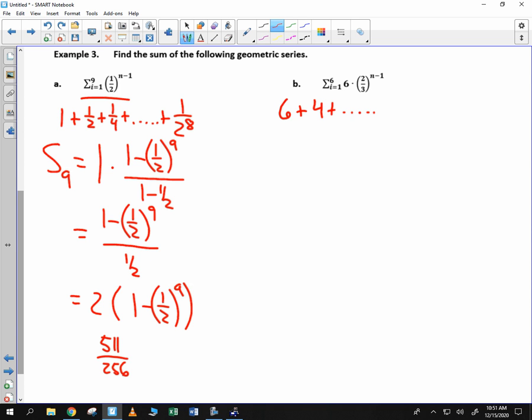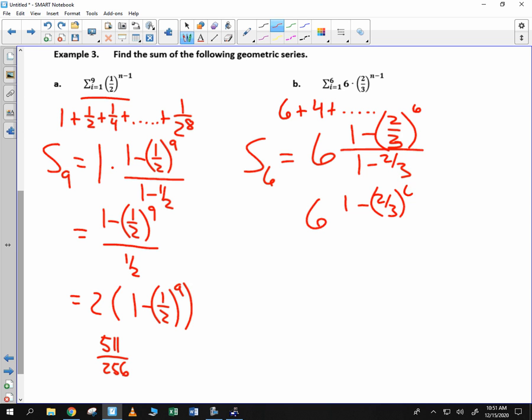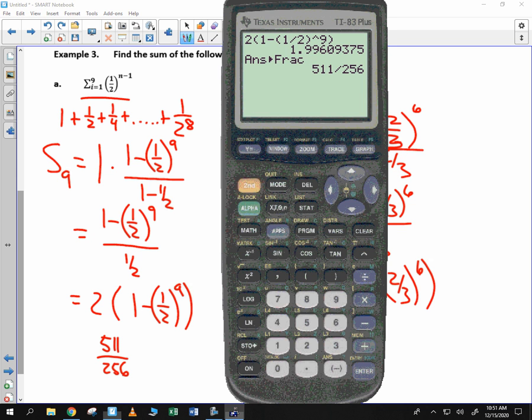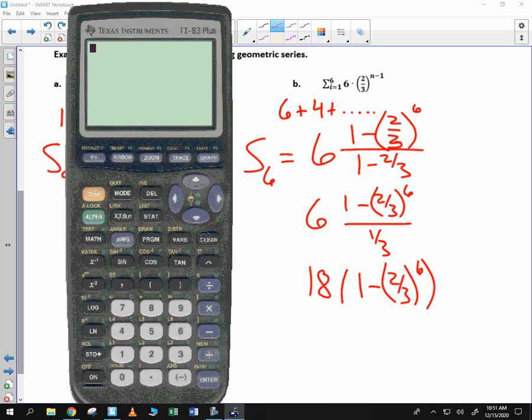And notice that for this formula, you don't need to know the last term. The sum of the first 6 terms is equal to your first term times 1 minus your ratio, which is 2/3, raised to the 6th over 1 minus 2/3. Well, what is 1 minus 2/3? 1 minus 2/3 is 1/3. And divided by 1/3 is the same as multiplying by 3. So that makes it a lot easier to plug into your calculator.